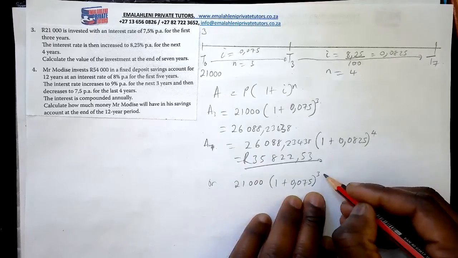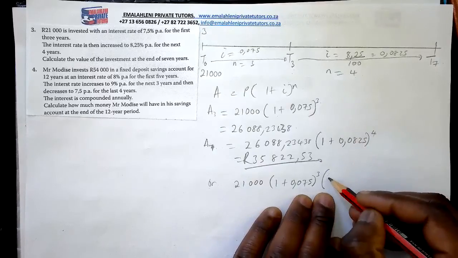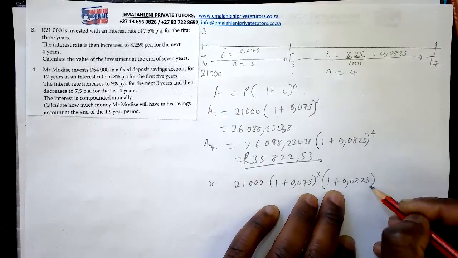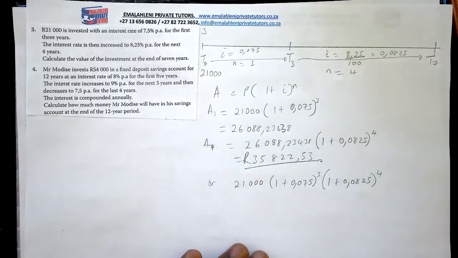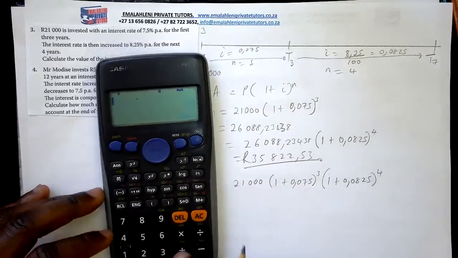This is your principal. Then you open it again. You are starting another thing again for the next 4 years: 1 plus 0.0825 to the power of 4. So you can just punch it like this. It will give you the same answer.